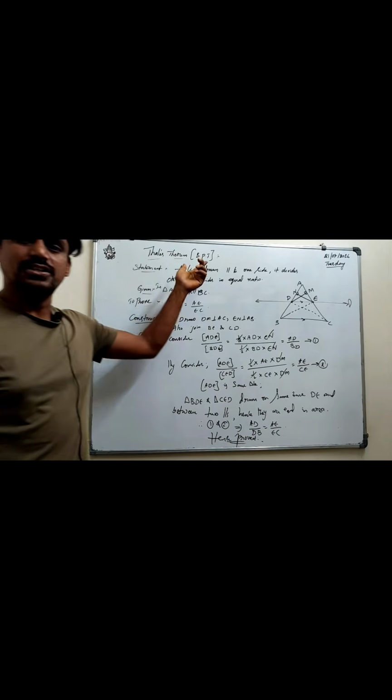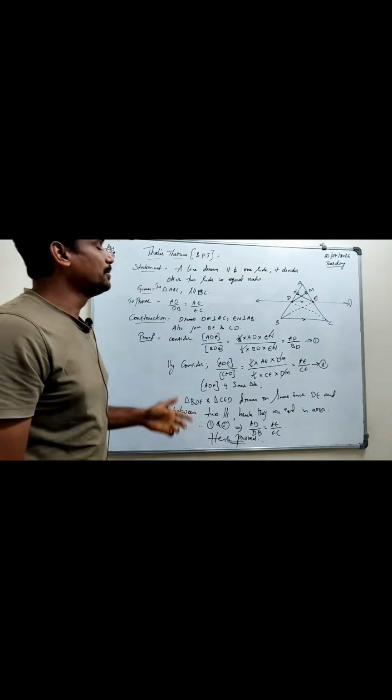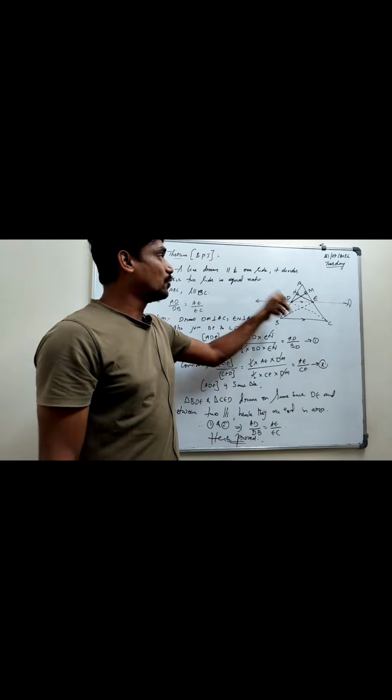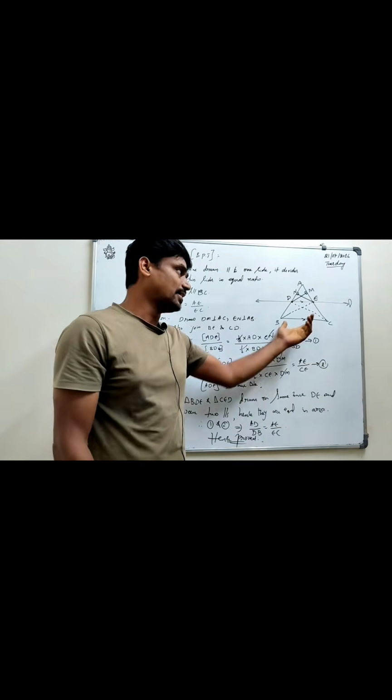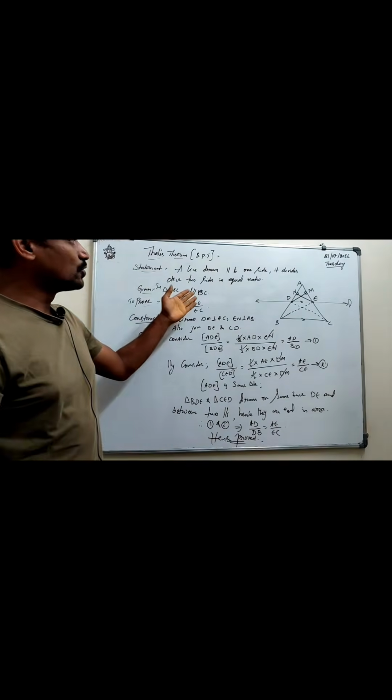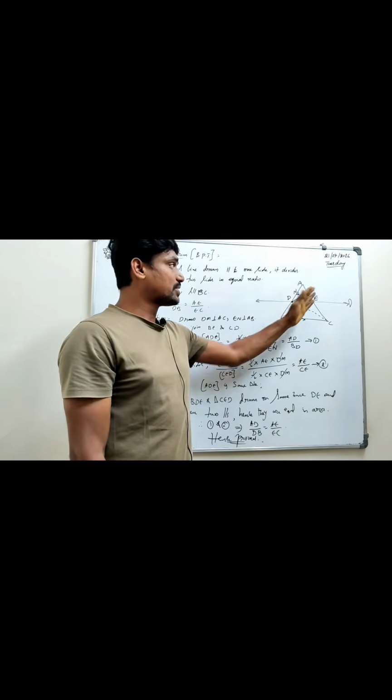Thales Theorem, which is also called the basic proportionality theorem, states that a line drawn parallel to one side, you can take any of the sides, in this case I am taking parallel to BC, divides the other two sides in equal ratio.